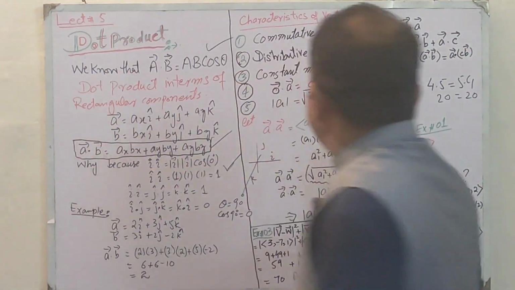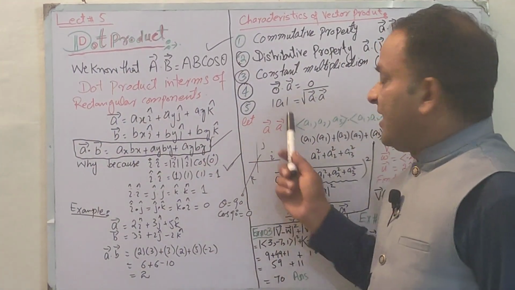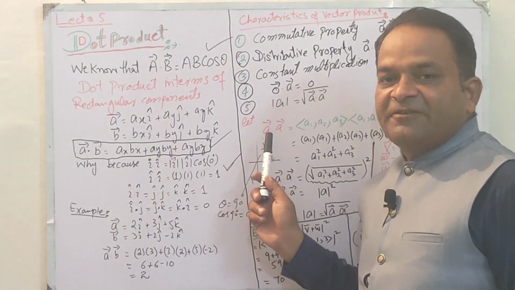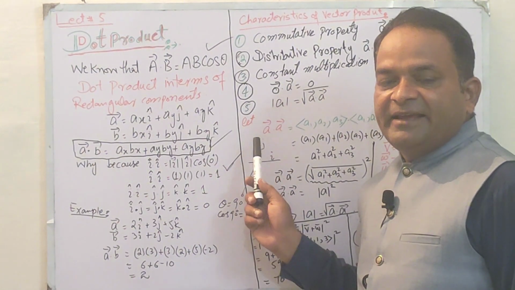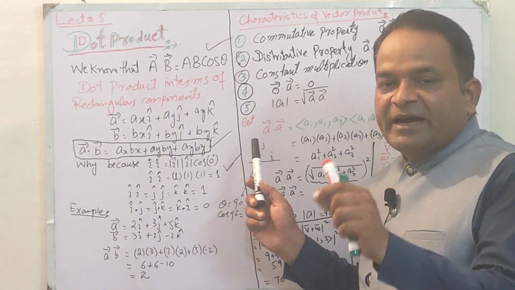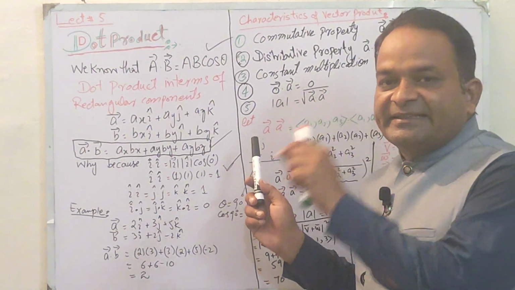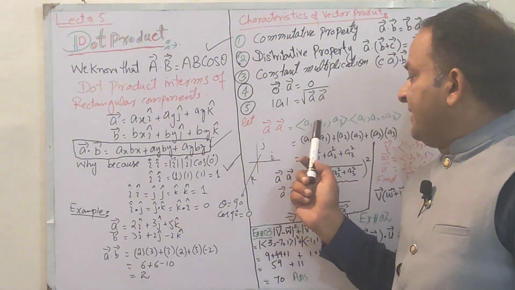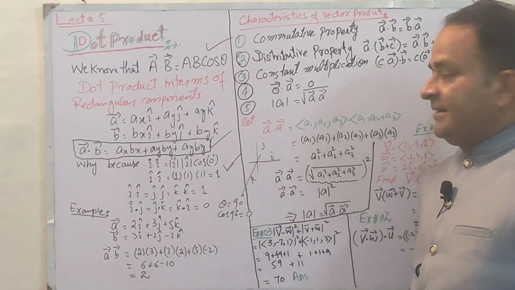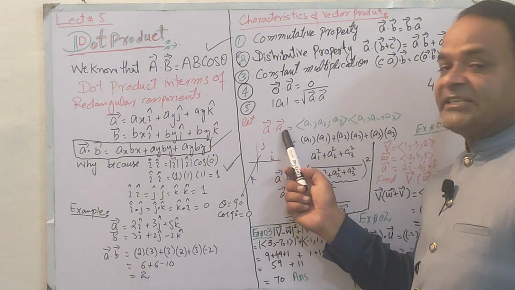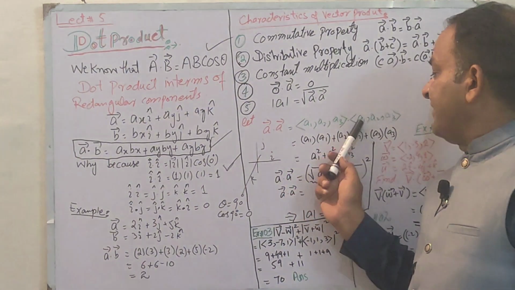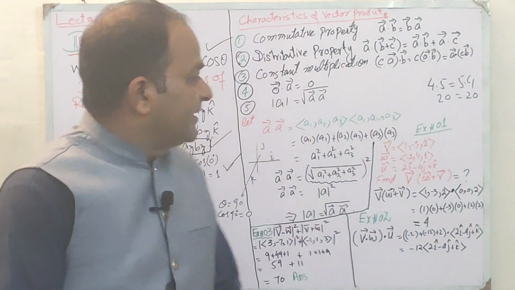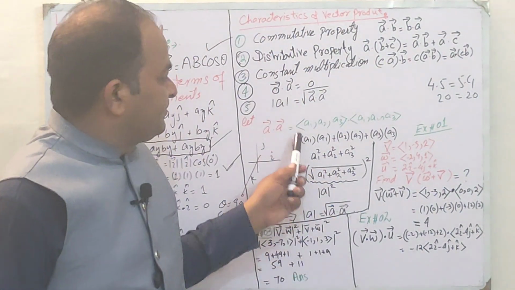You can see here a vector dot a vector. So I am taking the components of vector a: a1, a2, a3. These are the components of vector a. I am taking the dot product by itself, so a1, a2 and a3 with a1, a2 and a3. They are the same vectors.